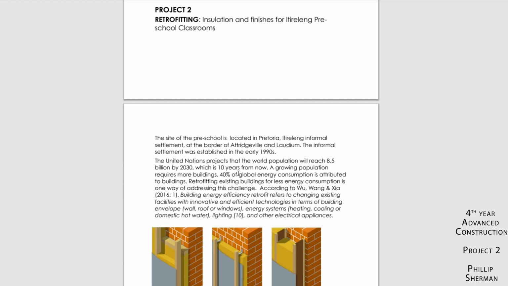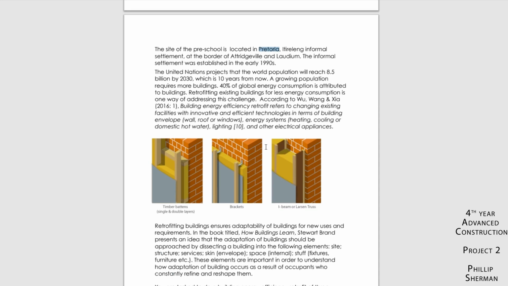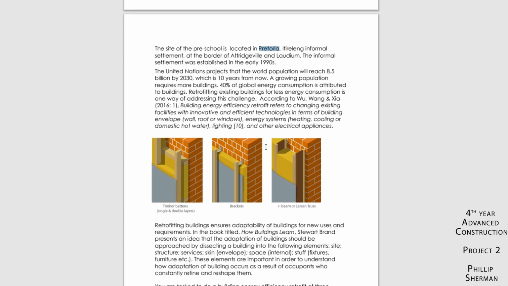Alright, so if we have to introduce the project, if you look at your brief, let's start from the beginning. The site of the preschool is located in Pretoria. So there's already your first hint in what you need to go find out for yourself before even starting. In what climatic zone does Pretoria sit? Itireleng informal settlement at the border of Atteridgeville and Laudium. The informal settlement was established in the early 19s.